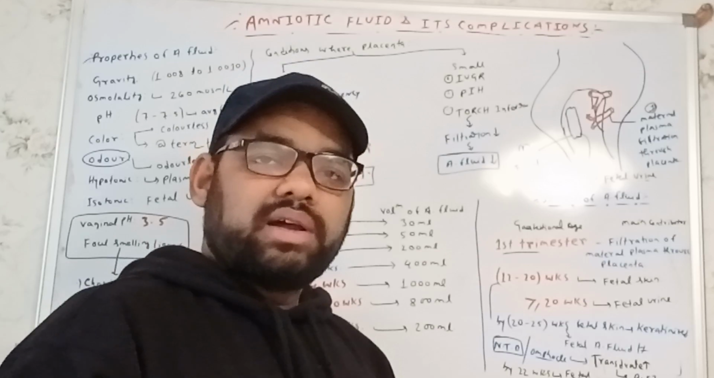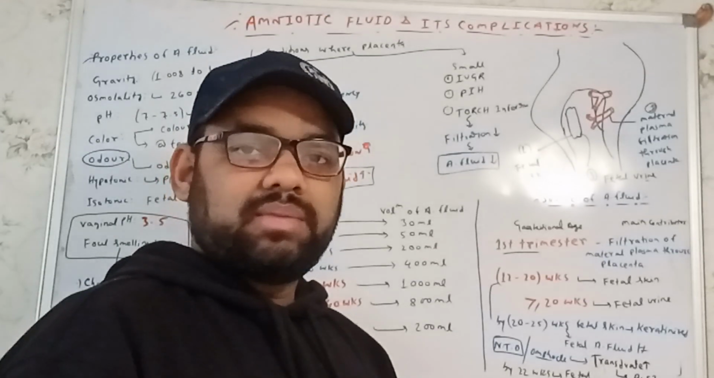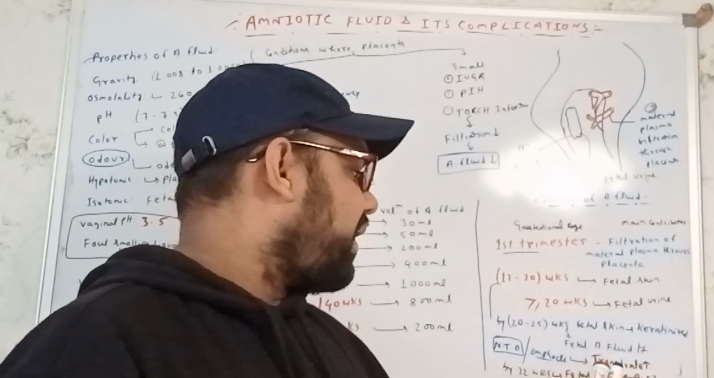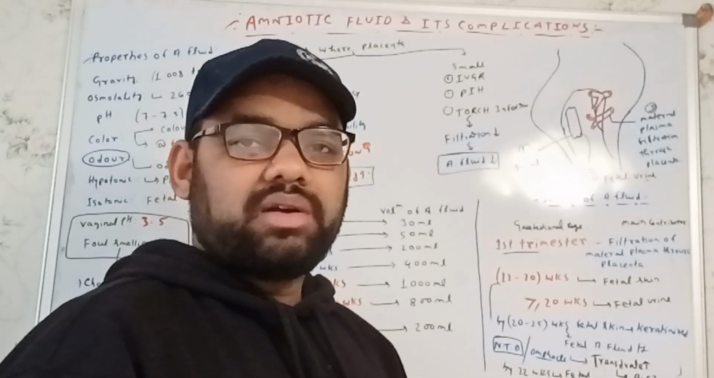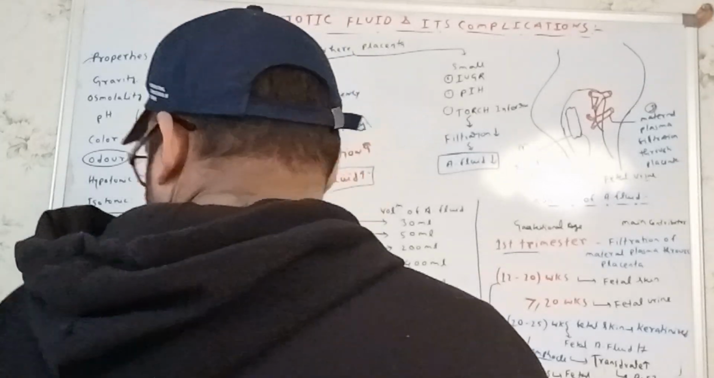For example, another kind of drug. Someone who is taking indomethacin, the same condition we will get to see. The volume of the amniotic fluid will also be decreased because the urine production will also drop dramatically. So let's write all these things over here.